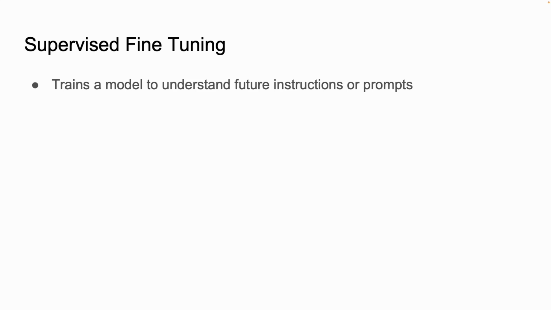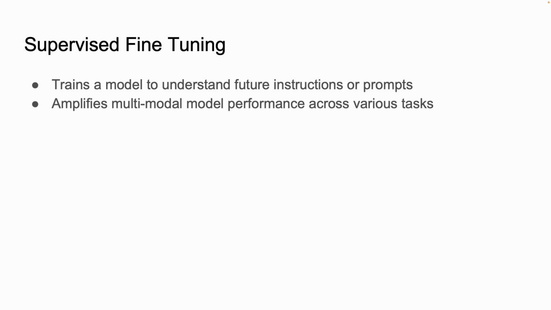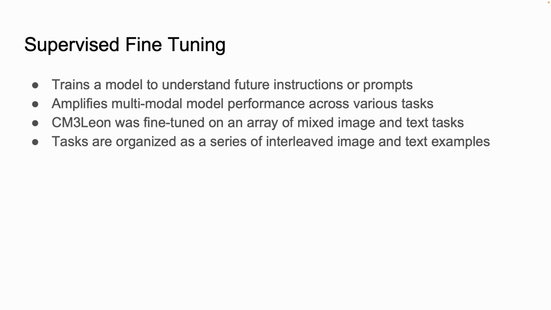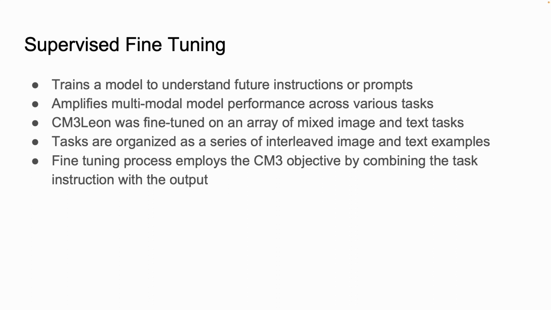Supervised fine-tuning is an integral part of advancing the model's capabilities. It starts with training the Chameleon model to not only grasp current inputs but also to be agile for future unseen prompts. By amplifying multimodal performance, we are enhancing the model's proficiency across a spectrum of tasks. The fine tuning of Chameleon was conducted on a curated dataset which has both images and text prompts. The learning sequence is structured to interleave image and text examples, prompting a more dynamic learning experience. Finally, the fine tuning process leverages the CM3 objective. This objective function strategically integrates the task instruction with the output during training, aligning the model's prediction with the targeted outcomes.